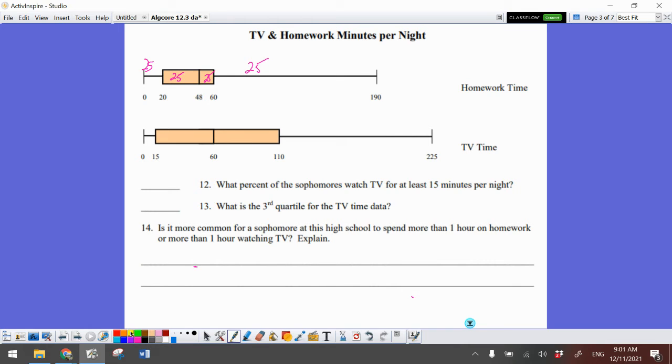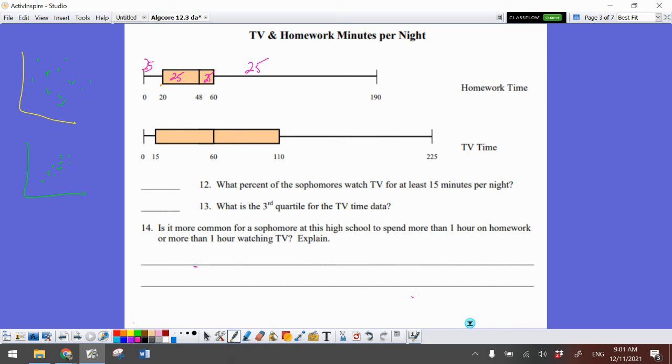Even if it's a bigger box, like if you look right here, the box from 20 to 48 is bigger than the box from 48 to 60. All that means is, if the box is bigger, the data is more spread out. If the box is smaller, the data is closer together. So it's still 25% of your data.